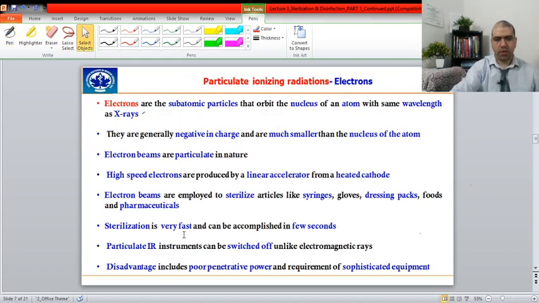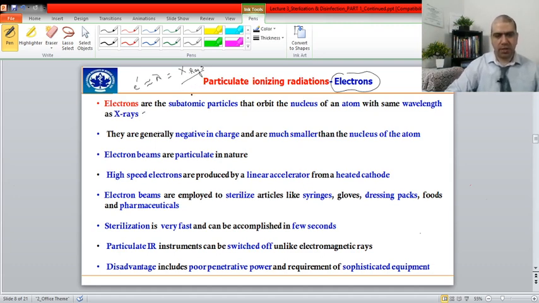Okay, moving to the next slide. Another type of ionizing radiation is the electrons. We call them particulate ionizing radiations. As I said, electrons have the same wavelength as that of X-rays, so they have been used in electron microscopes, as well as for radiating this energy for the sterilization or decontamination of particles. Electrons, as I told you, are subatomic particles. They have both wave and particle nature, but here we are talking about their particle nature.